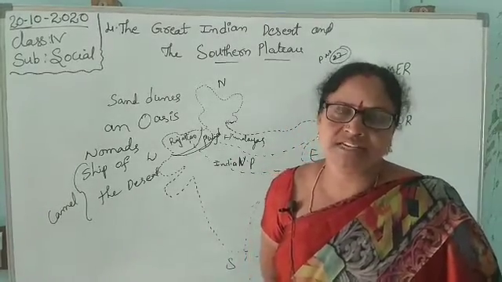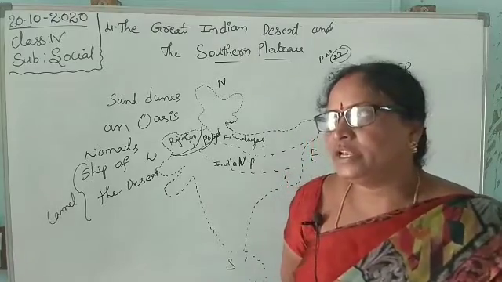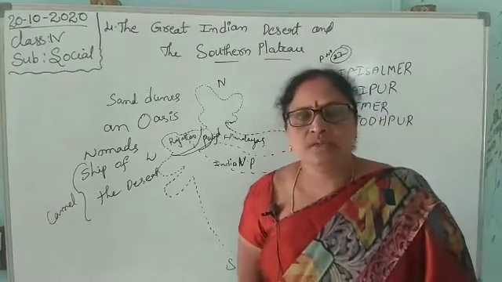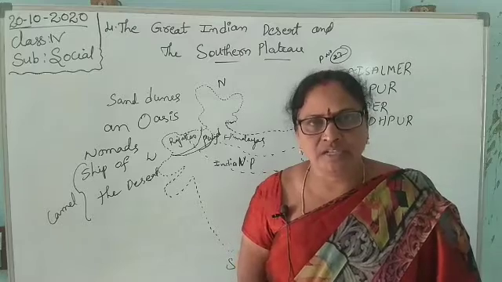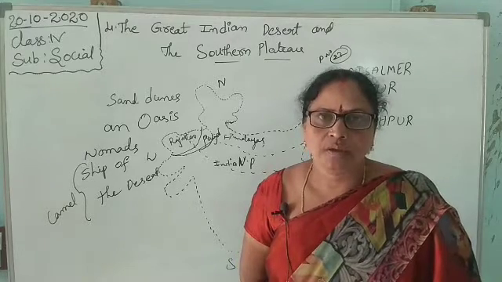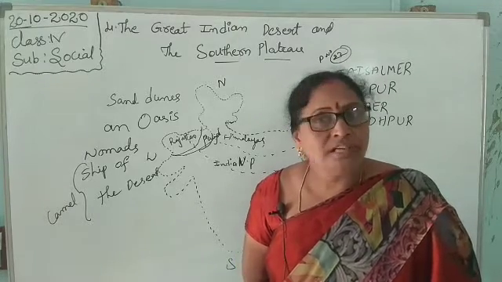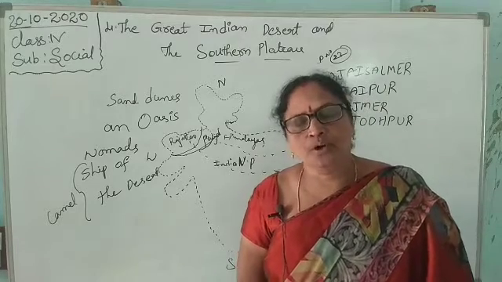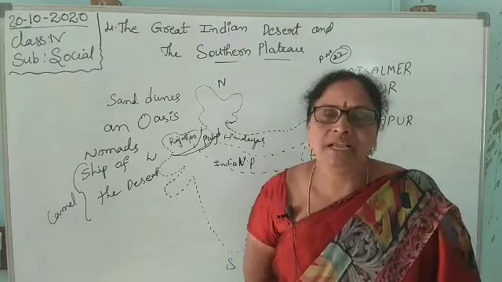Important cities, not states. In Rajasthan state, so many important cities are there. Those are Jaisalmer, Bikaner, Ajmer, Jodhpur, Jaipur. Jaipur has one great good name. What is it? Pink City.